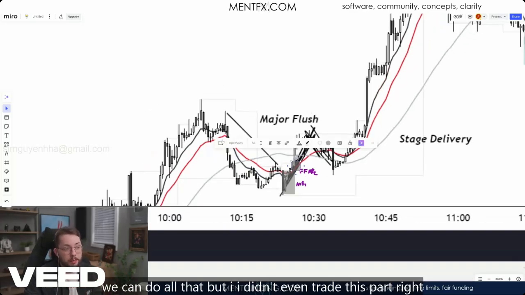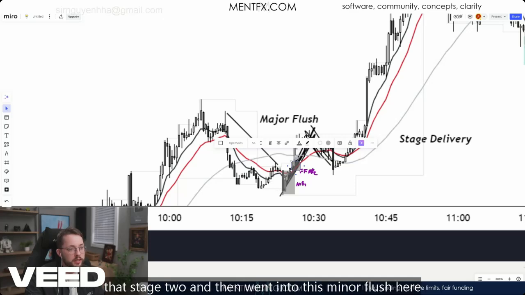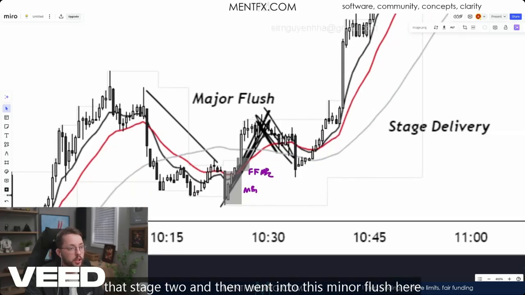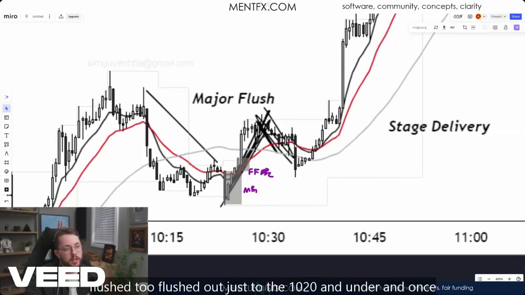Nonetheless, we can do all that, but I didn't even trade this part. This made that major flush, created that stage 1, started that stage 2, and then went into this minor flush here. It flushed out. Once again, take a look at where it flushed to. Flushed out just to the 10 and 20 and under.